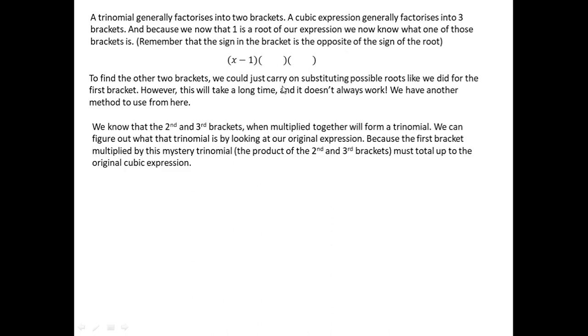That other method is this. If I was to multiply these 2 brackets together into one bracket, they would give me a trinomial.